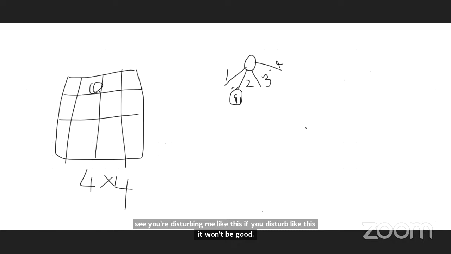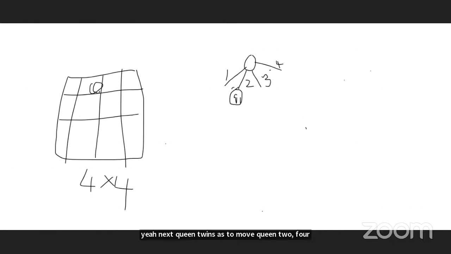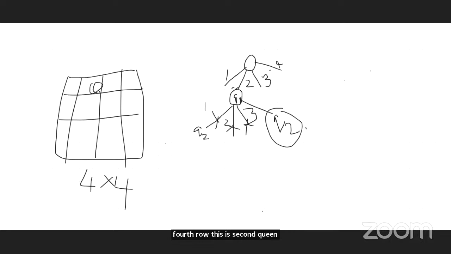Queen 2 will have 4 possibilities, right? I'm going to put queen 2 here. If I put it here, it is not allowed. If I put it in the second row, it is not allowed. If I put it in the third row, it is not allowed. Clear? Next, I'm going to put the queen in the 4th row. This is the second queen. Clear? This is queen 2. Next, where do we place queen 3, tell me?